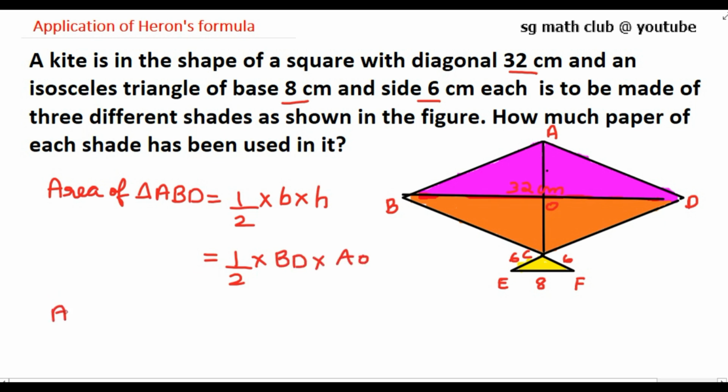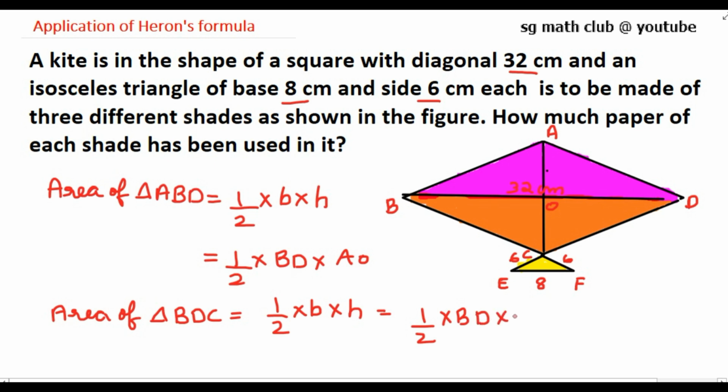Same way, I can write area of triangle BDC is equal to half into base into height. So here base is the same as BD and height is OC. But we don't know the base or the height here, and they have not given the side also. So how will you do this problem?